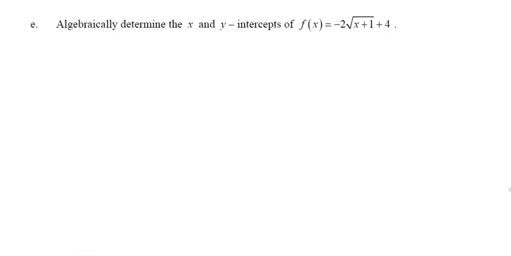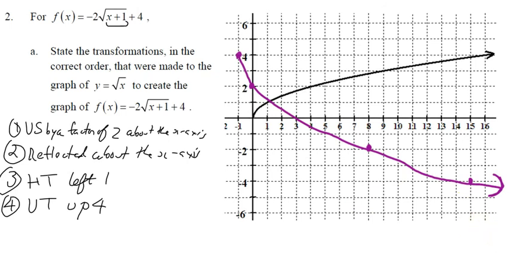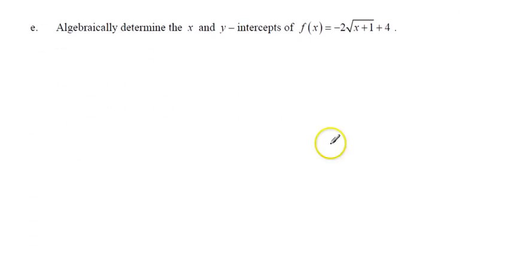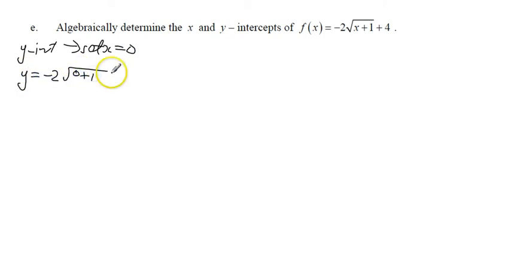Is there more after this? No. Okay, algebraically determine the x and y intercepts. So, let's do the y-intercept. For the y-intercept, we set x equal to 0. So y becomes negative 2 root 0 plus 1 plus 4. So negative 2, root 1 is 1, plus 4. Negative 2 plus 4 is 2. So the y-intercept is 2.